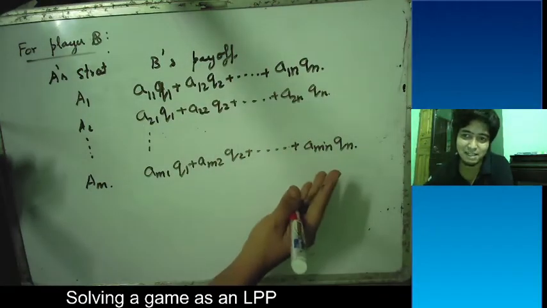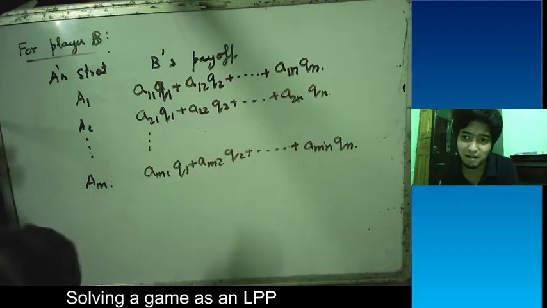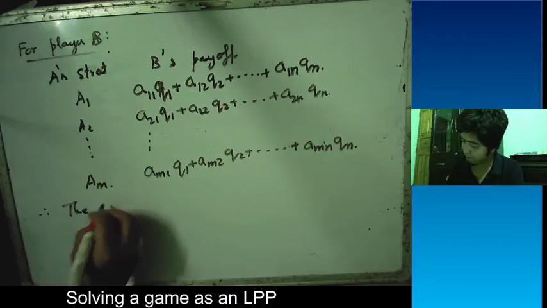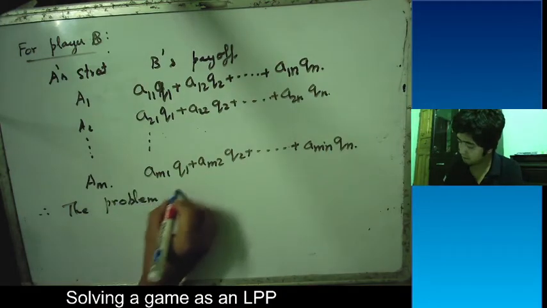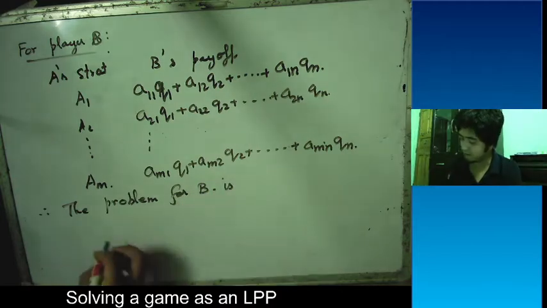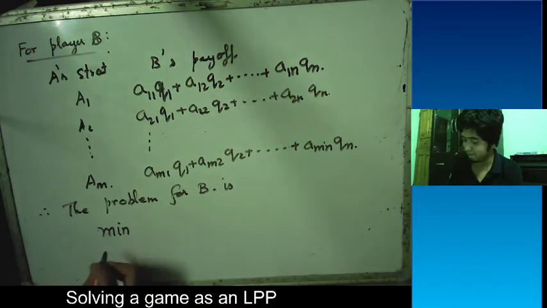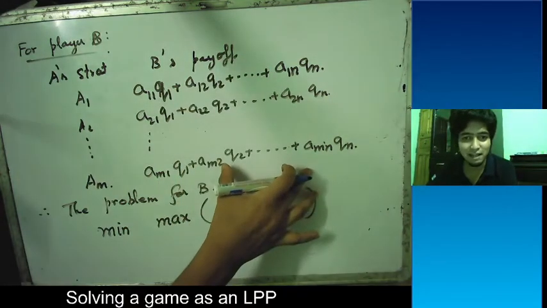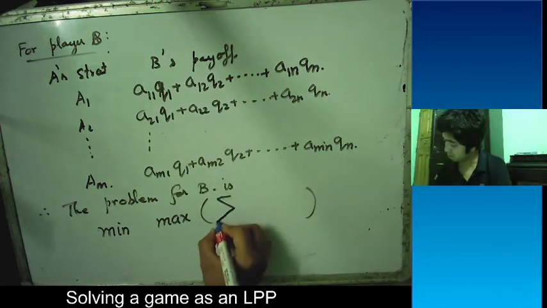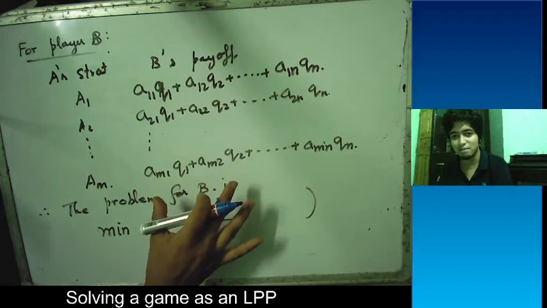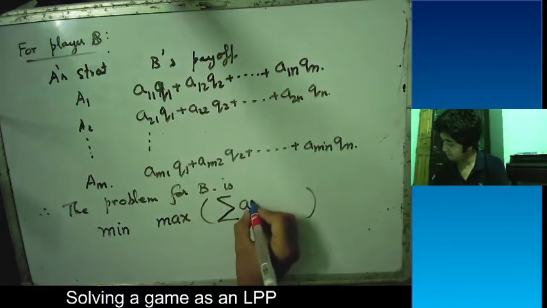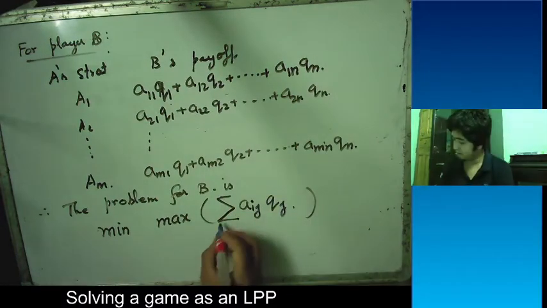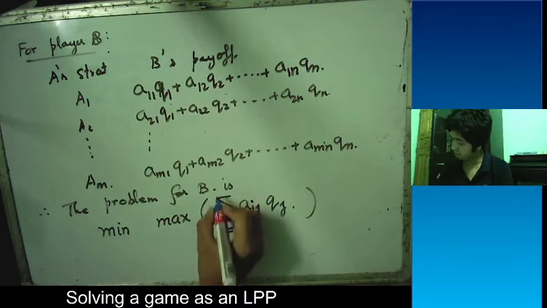That is the maximum loss that he can suffer. Then he will try to maximize that minimum loss. Therefore, the problem for B is he will try to minimize his maximum loss. These are the losses that he can incur. So all of these losses can be written as summation Aij Qj, again with Q1, Q2 up to Qn, j equal 1 to n.